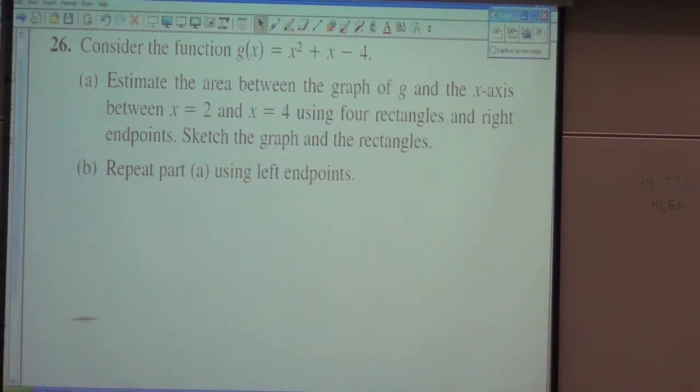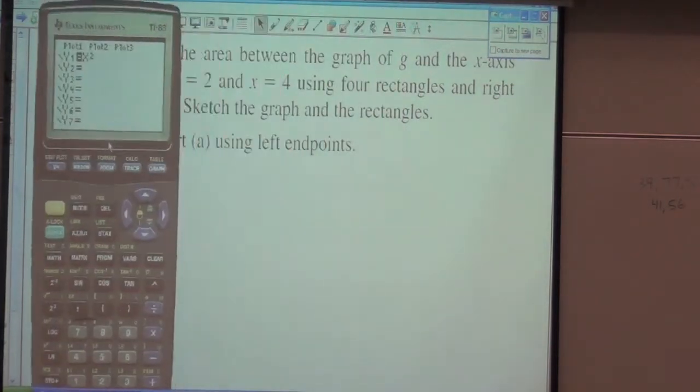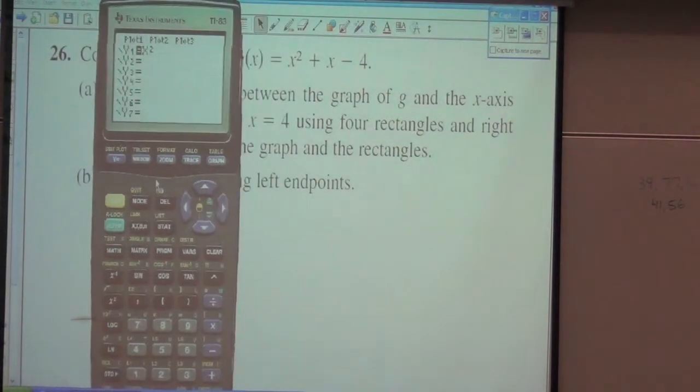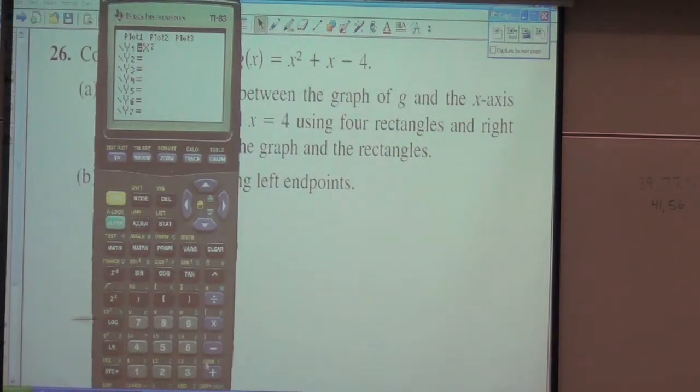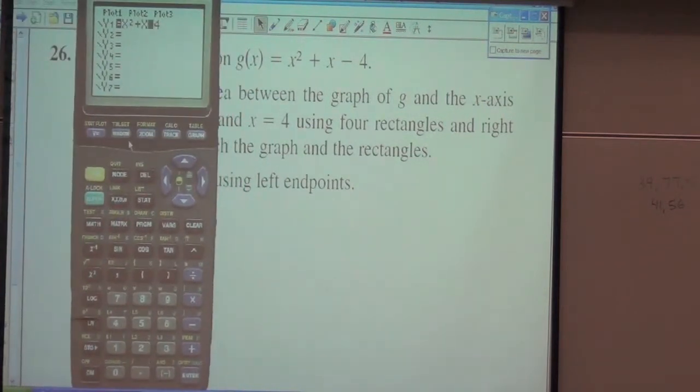To speed it up a little bit, I'll go ahead and use the calculator to get a graph. So it's x squared plus x minus 4. Well, actually, I can't see that 4 very close to the x. All right, we want to do it from 2 to 4. Maybe this time I'll just change my window and go from 2 to 4, and I'll hit zoom fit.